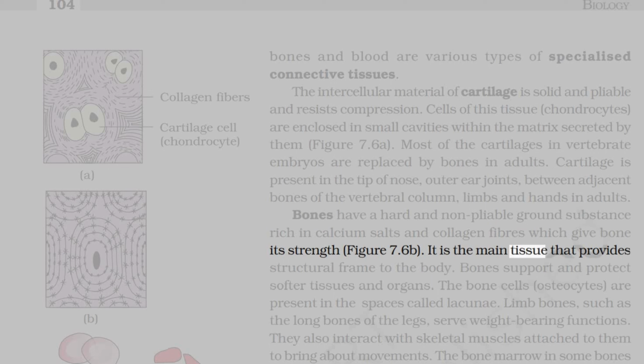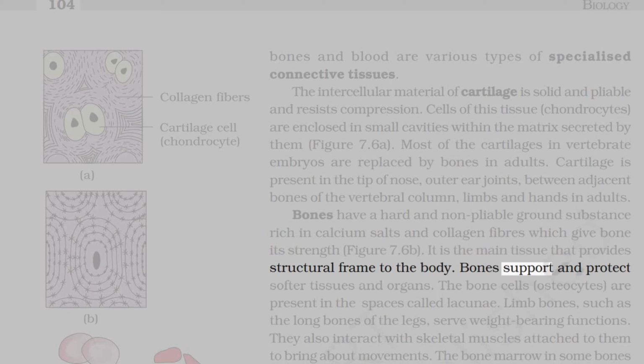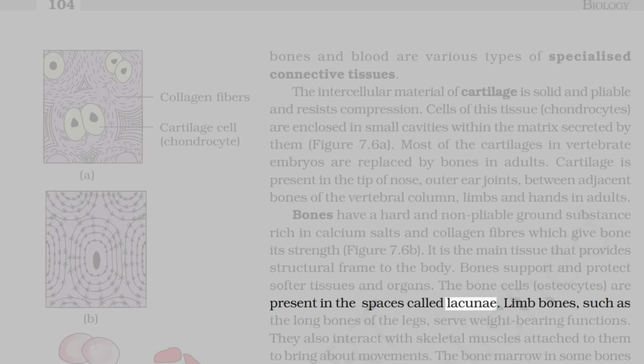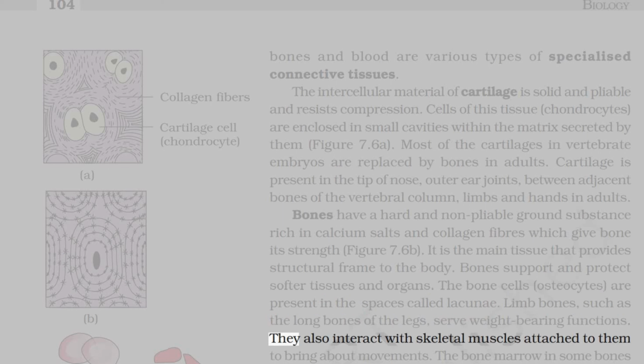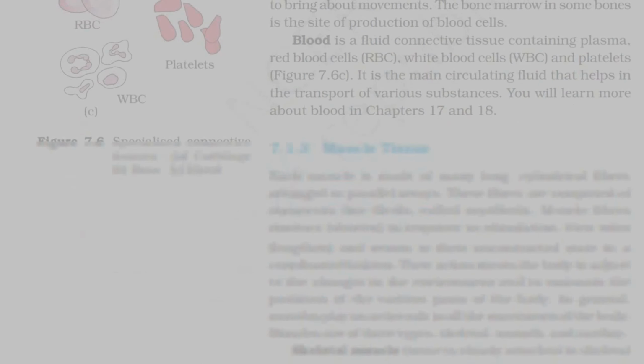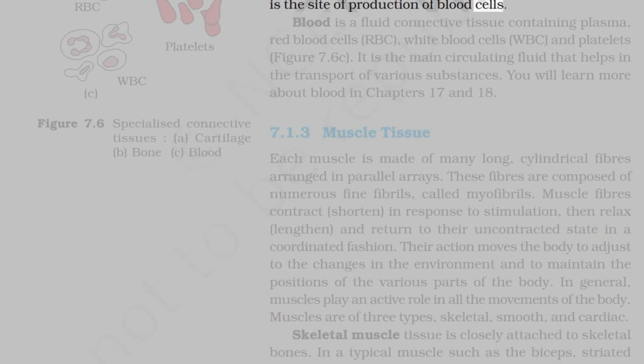It is the main tissue that provides structural frame to the body. Bones support and protect softer tissues and organs. The bone cells, osteocytes, are present in the spaces called lacuna. Limb bones, such as the long bones of the legs, serve weight-bearing functions. They also interact with skeletal muscles attached to them to bring about movements. The bone marrow in some bones is the site of production of blood cells.